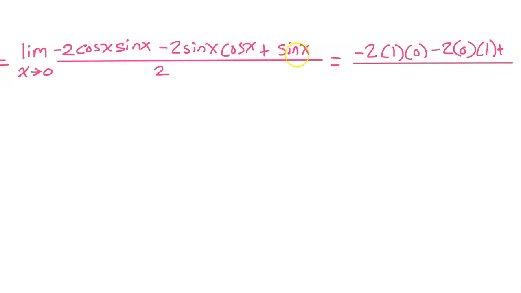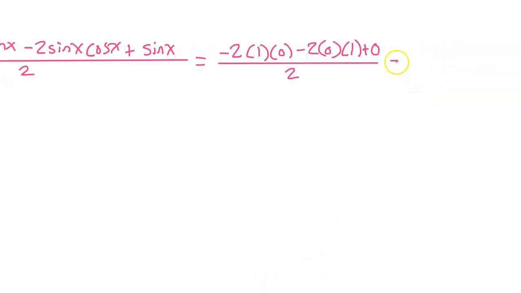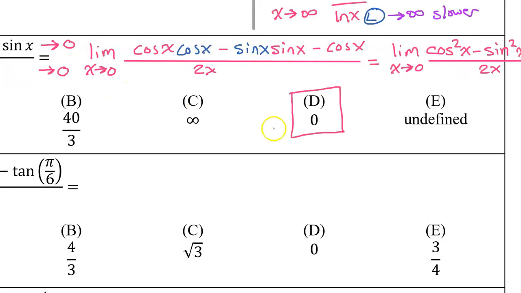Plus sine of 0 is 0. So that's my numerator. In the denominator, I just have 2. Well, every term has a 0 in it. So that means that the numerator is going to be 0. So I have 0 over 2, which equals 0. So the answer is D.